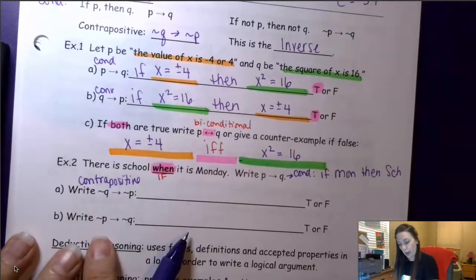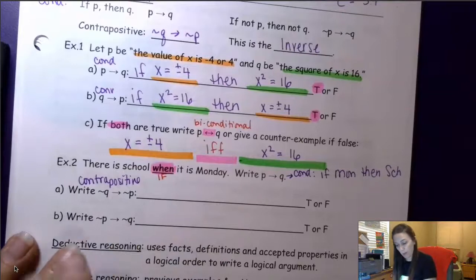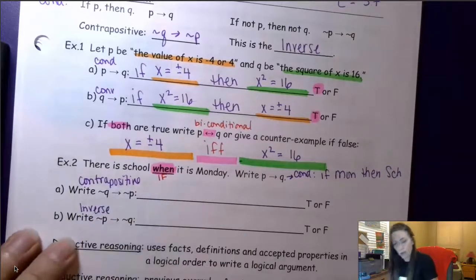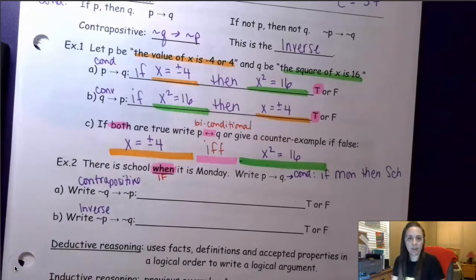This one is if not P, then not Q. This is negating the original. This one is called the inverse. So I'm going to go ahead and pause the screen and fill this in and then come back and check it.